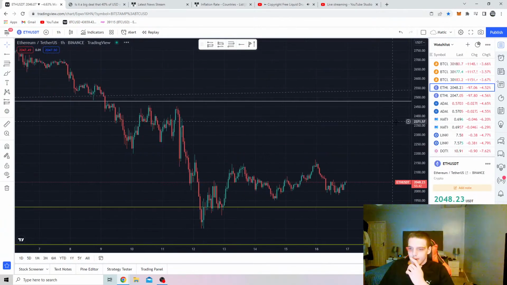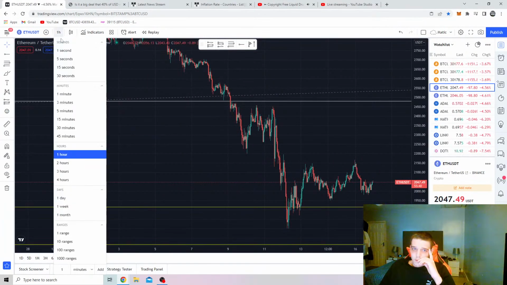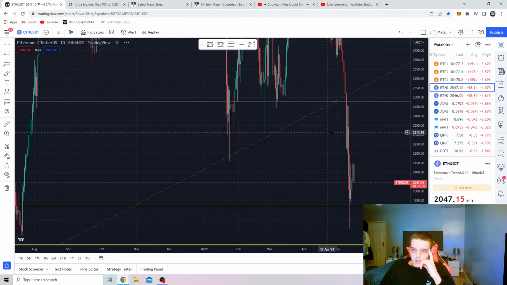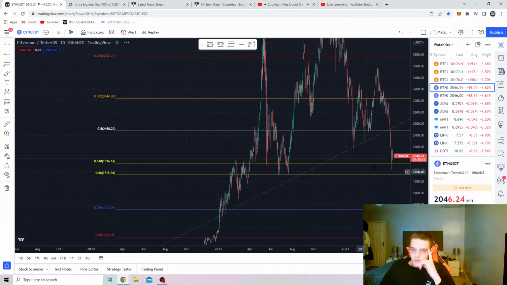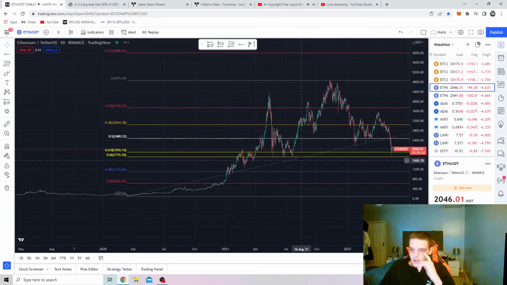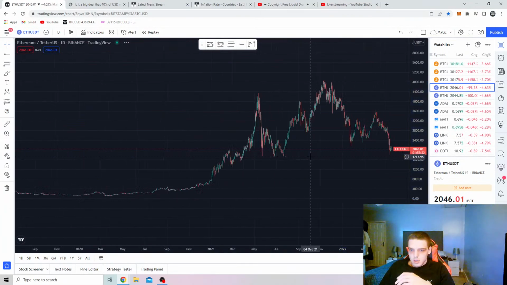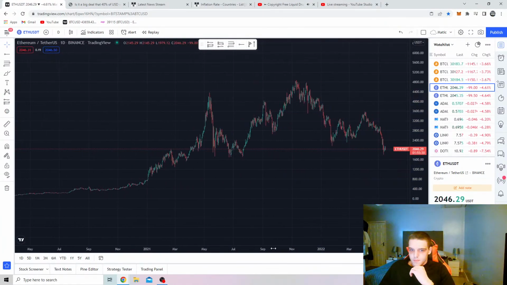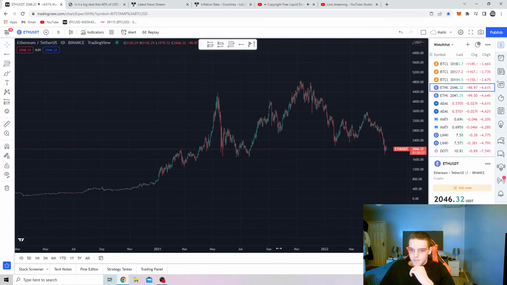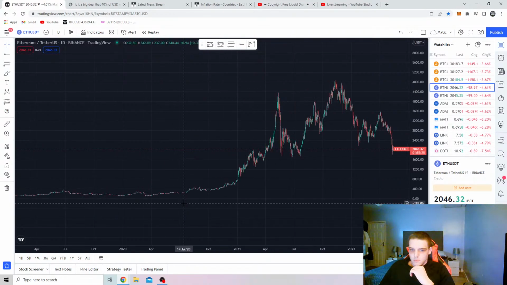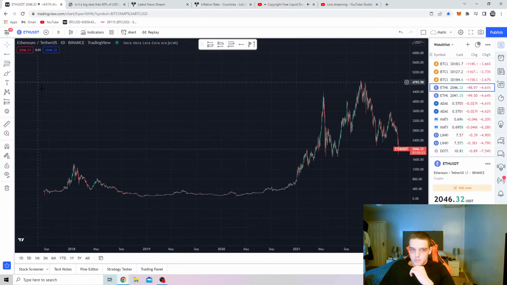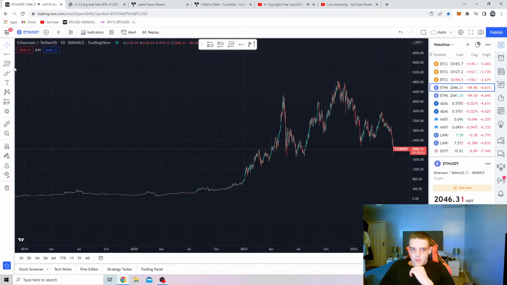Let's take a look at Ethereum. Ethereum, very similar. It obviously does show some very interesting signs again. We'll delete this. Simple Fibonacci.